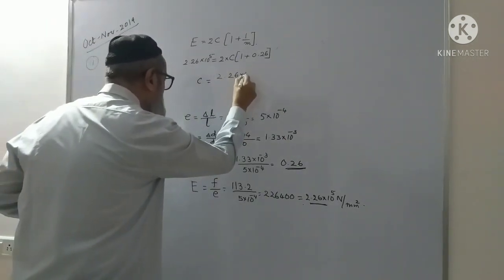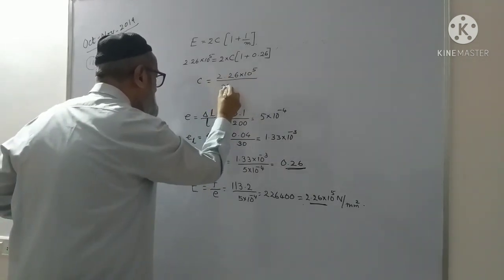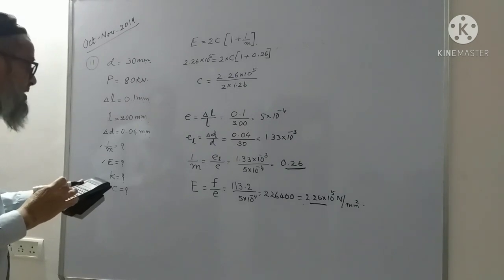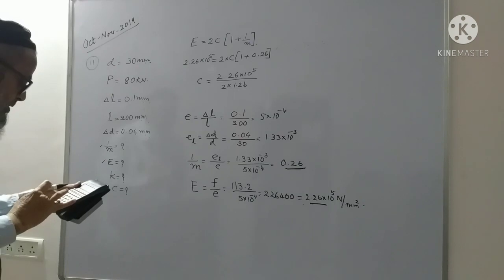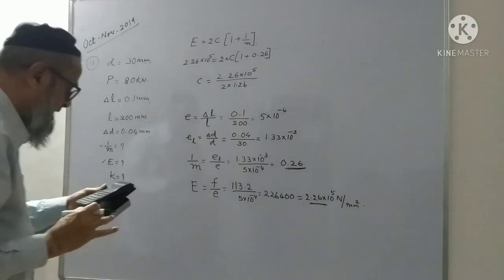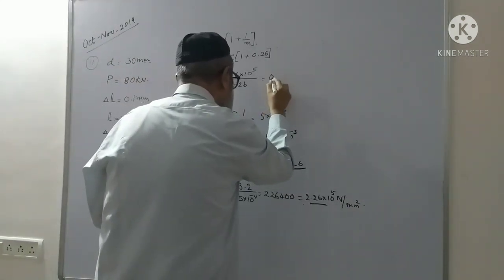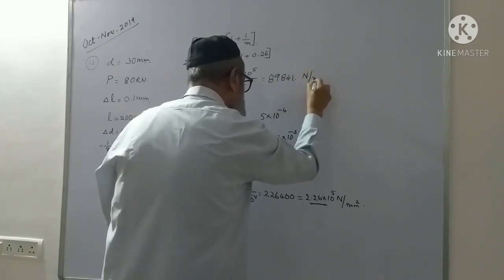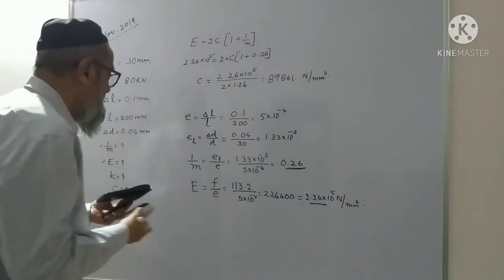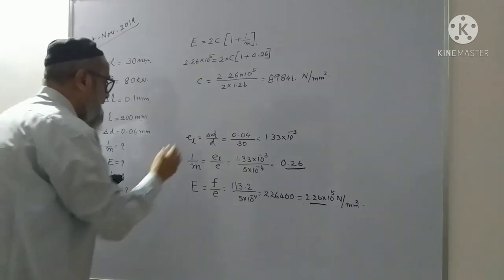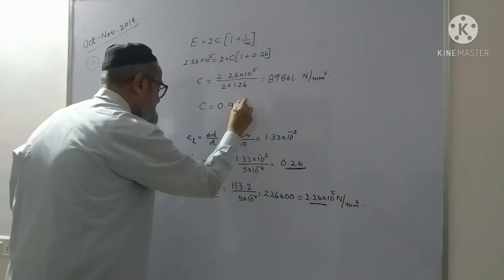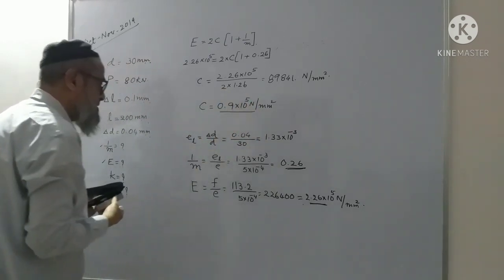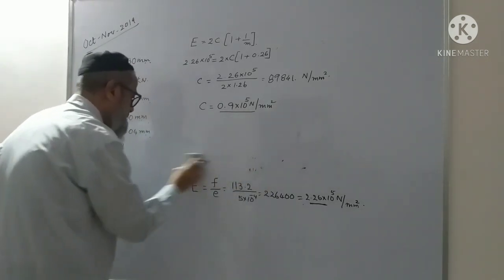So C will be equal to 2.26 into 10 to the power of 5 divided by 2 into 1.26. This will be 1 plus 0.26, which is 1.26. This will give me 89841 point something Newton per mm square. This is modulus of rigidity. Roughly it will be 0.898, so you can make it as 0.9 into 10 to the power of 5 Newton per mm square.